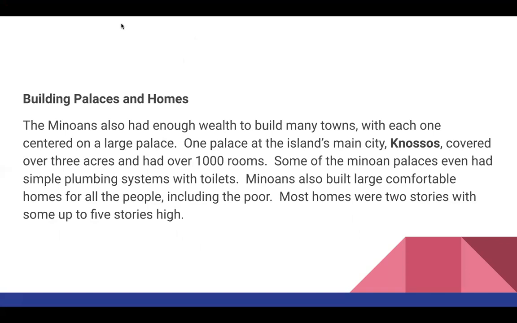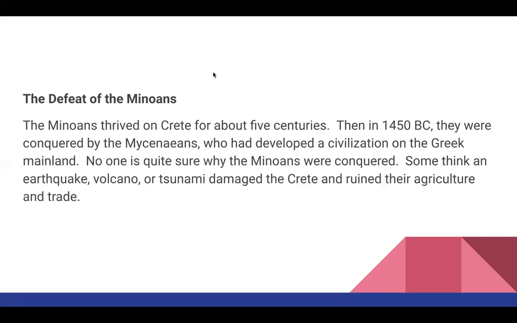Building palaces and homes. The Minoans also had enough wealth to build many towns, which were centered on a large palace. One palace, Knossos, covered over 3 acres and had over 1,000 rooms. Some of the Minoans' palaces even had simple plumbing systems with toilets. Minoans also built large, comfortable homes for all the people, including the poor. Most homes were 2 stories, with some up to 5 stories high.